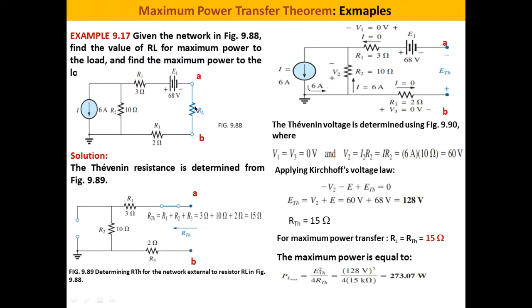So here we have R Thevenin, so R should be set to 15 ohms. And the maximum power that we can extract from this circuit is given by this formula, E Thevenin squared divided by 4 R Thevenin. It is 273.07 watts.